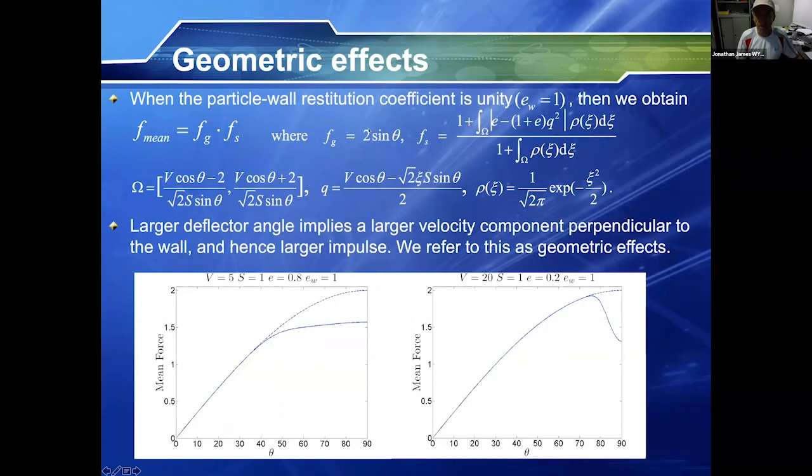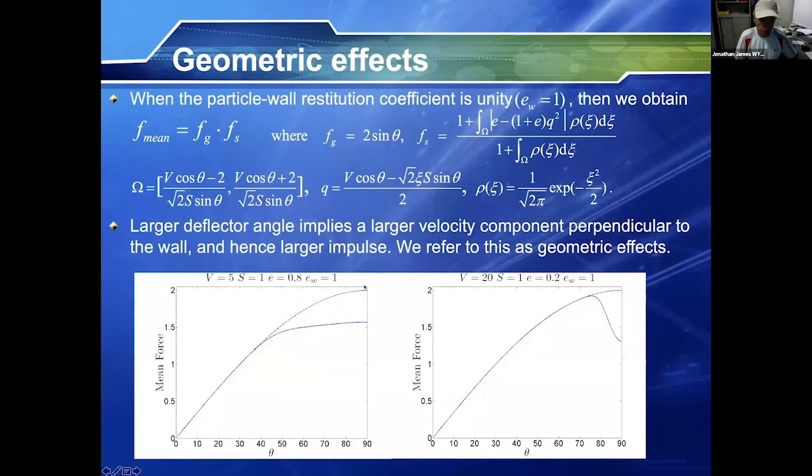So if the density is low, then the geometric effect dominates, and we just get 2 times sine theta. So that's exactly what you expect. When you make the angle bigger, you have a larger deflection angle, and that means the velocity component perpendicular to the wall is bigger, therefore you get a larger impulse. And this is what creates the geometric effect. So that 2 sine theta is just drawn as this dotted line here on these graphs.